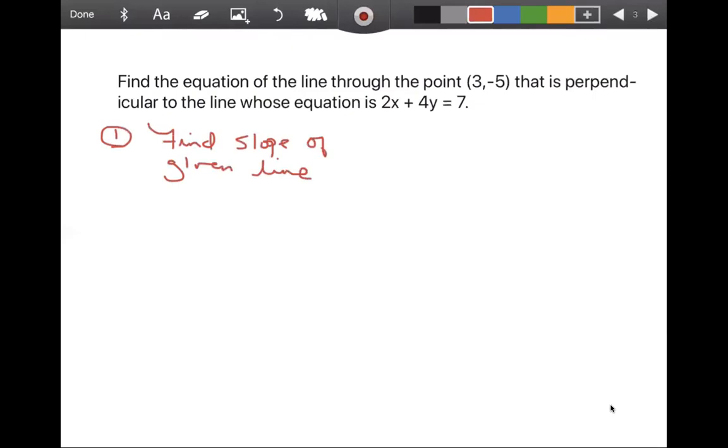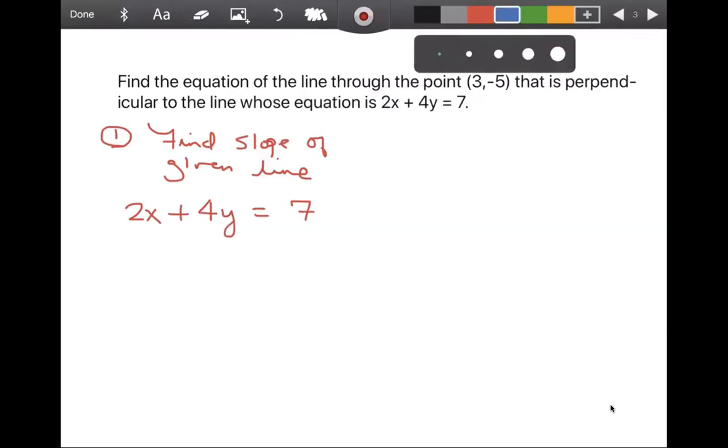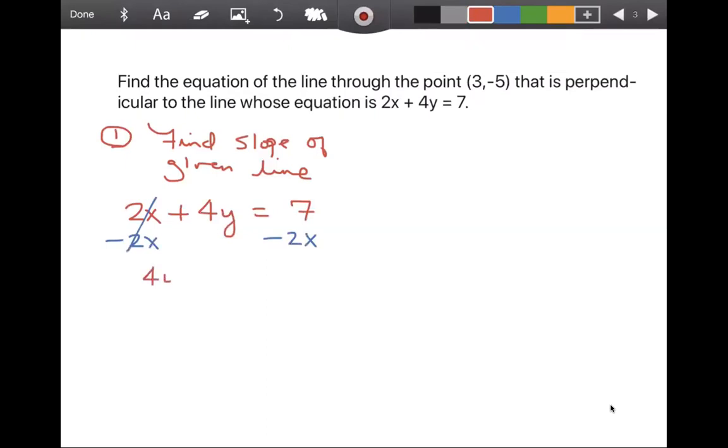Sorry, my handwriting is usually not that messy. 2x plus 4y equals 7. So the easiest way to find the slope of this line is to solve the equation for y. So let's subtract 2x from both sides, which gives us 4y equals negative 2x plus 7. And then I'll divide everybody by 4.